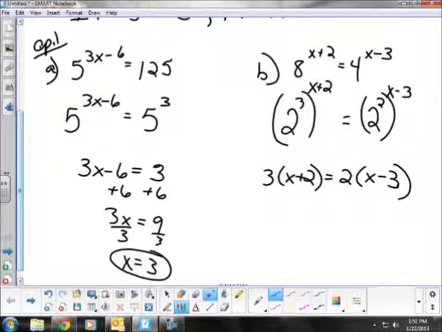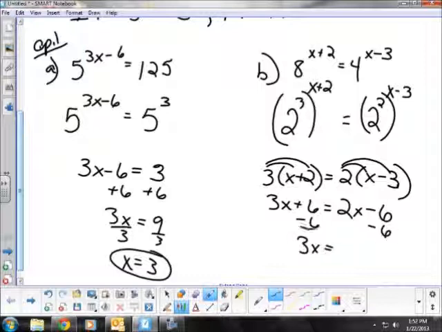So 2 is my base, and the exponents on 2, I said equal to each other. And then I can do the distributive property, because now I'm just doing this nice linear equation that we've been doing since 8th grade, right? Solve this. It gives me 3x plus 6 is equal to 2x minus 6. Then we have to subtract 6 from both sides.